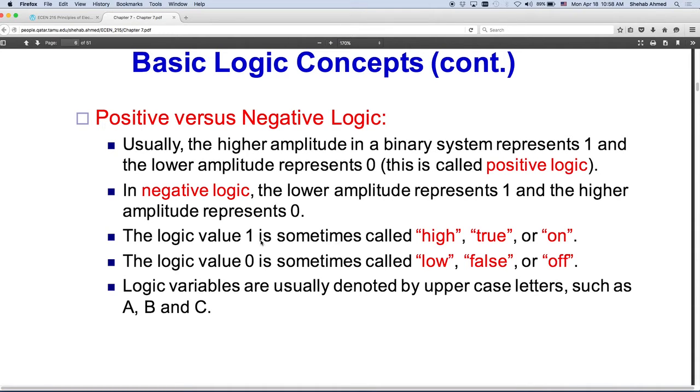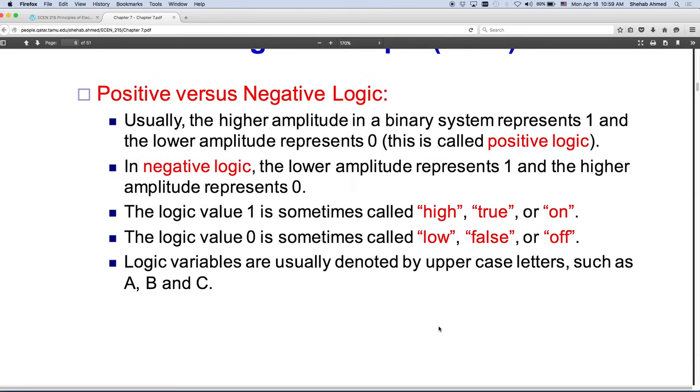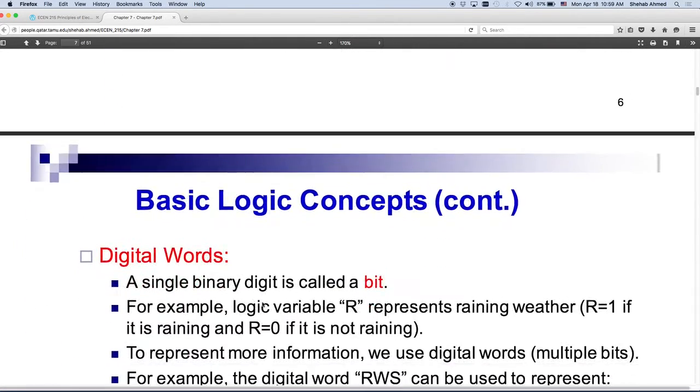And sometimes we call a logic value of 1 high, true, or on, many different names for this thing. And we typically denote logic inputs to a circuit in capital letters as A, B, and C, etc. We will see how we use that.